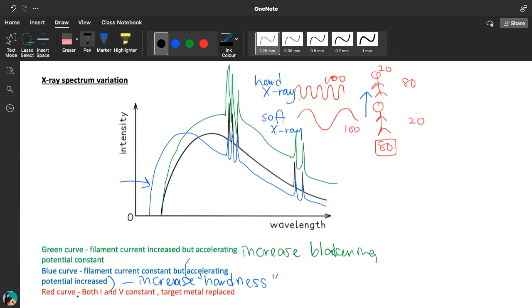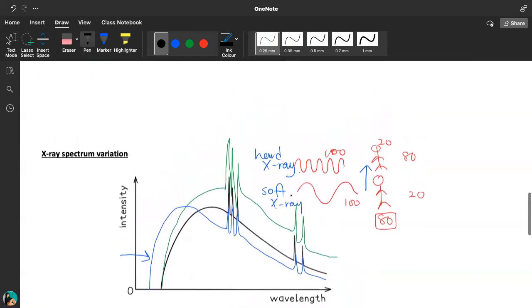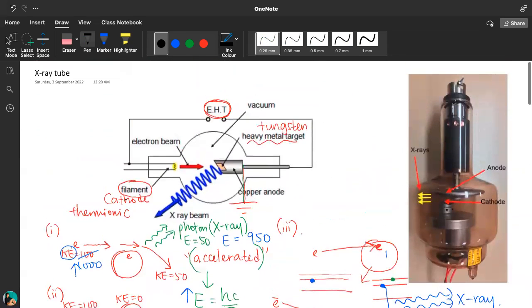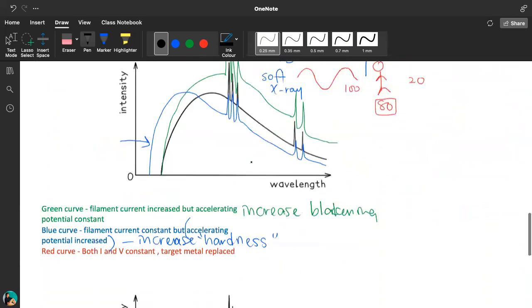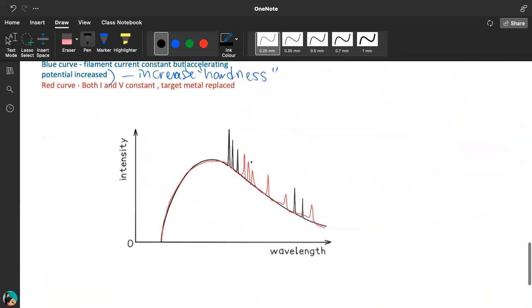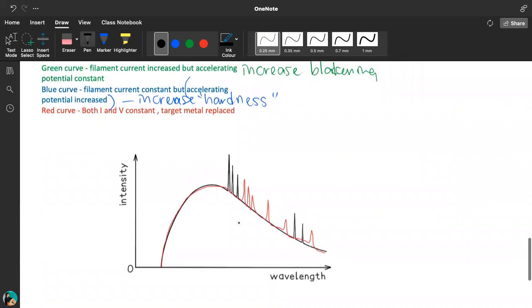Now, from here, what if I change? Okay, we mentioned already the effect of changing filament current and the extra high tension. What if we change the metal? Tungsten metal. I change metal. How would it affect the graph? Okay, the graph will be like this. If you change the metal and you keep the filament current and the accelerating voltage the same, the shape is the same.